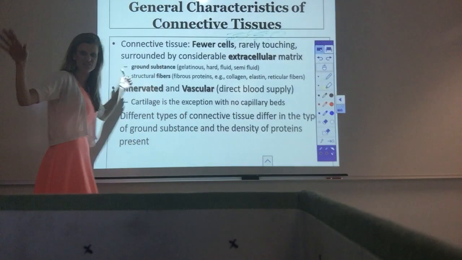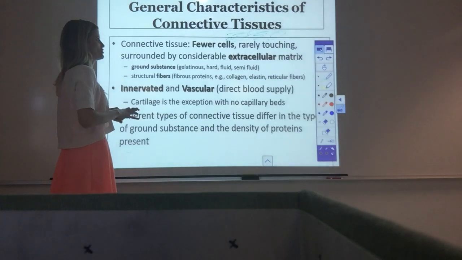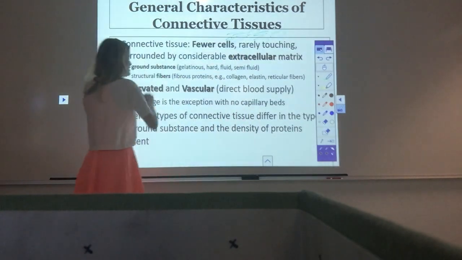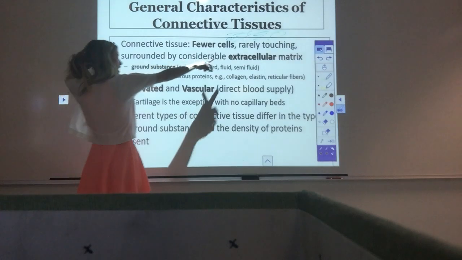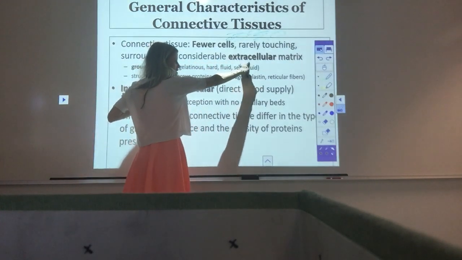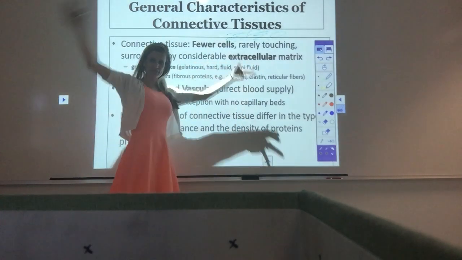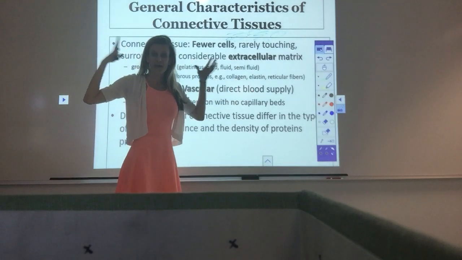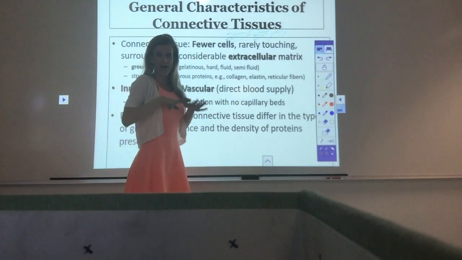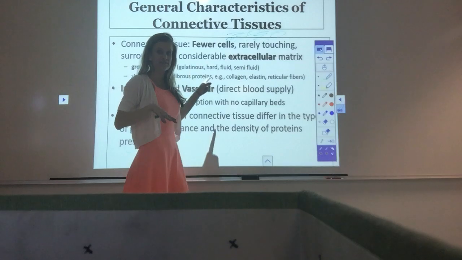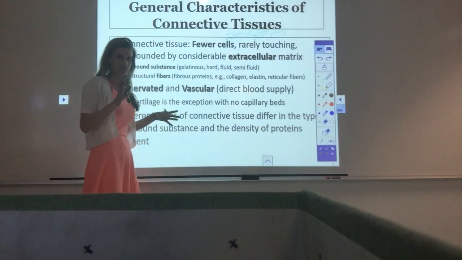Okay, so scattered cells, fewer cells in connective tissue. They're not normally touching each other. Okay, they're spread out. And they have a lot of extracellular matrix. Extracellular means outside of the cell. So there's a lot of junk outside of the cells. There's not in epithelial tissue. Connective tissue, yes, there's a lot of stuff outside the cells.